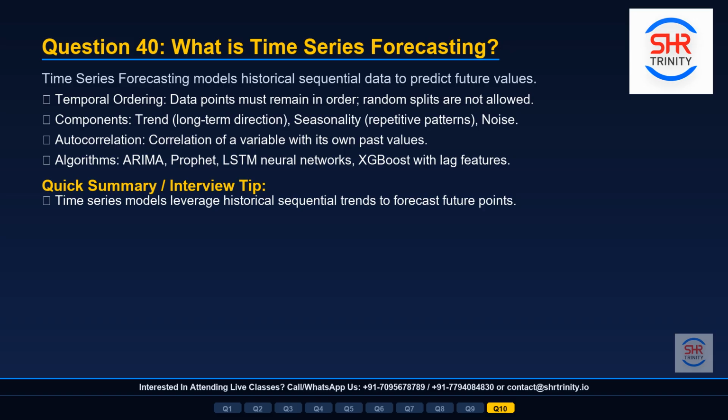A time series has three main components: trend, which is the long-term upward or downward direction, seasonality, representing repetitive cycles over fixed intervals, and noise, which is random variance. The core mathematical concept is autocorrelation, measuring how a variable correlates with its own past values, known as lags. We use statistical models like ARIMA, regression libraries like Prophet, or deep learning architectures like LSTM to forecast future values.